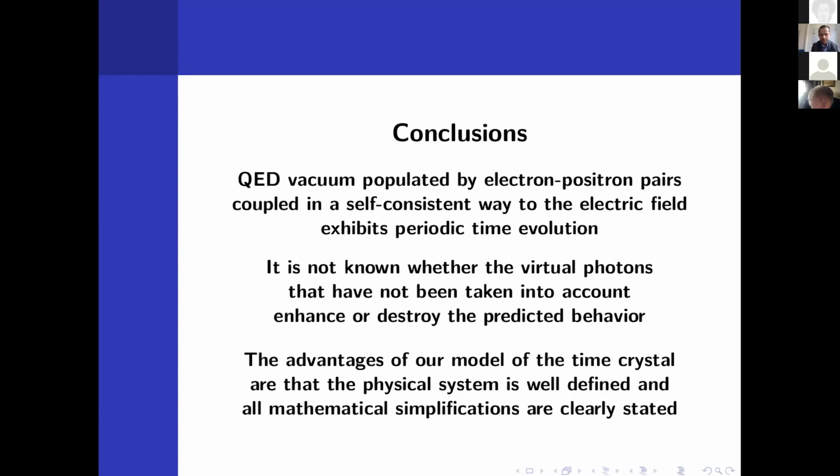The number of pairs has a background which is quite large, and there are small fluctuations around this background value of pairs in these solutions. And these oscillations are small relative to the oscillations of the current. Current oscillates much more than the number of pairs.